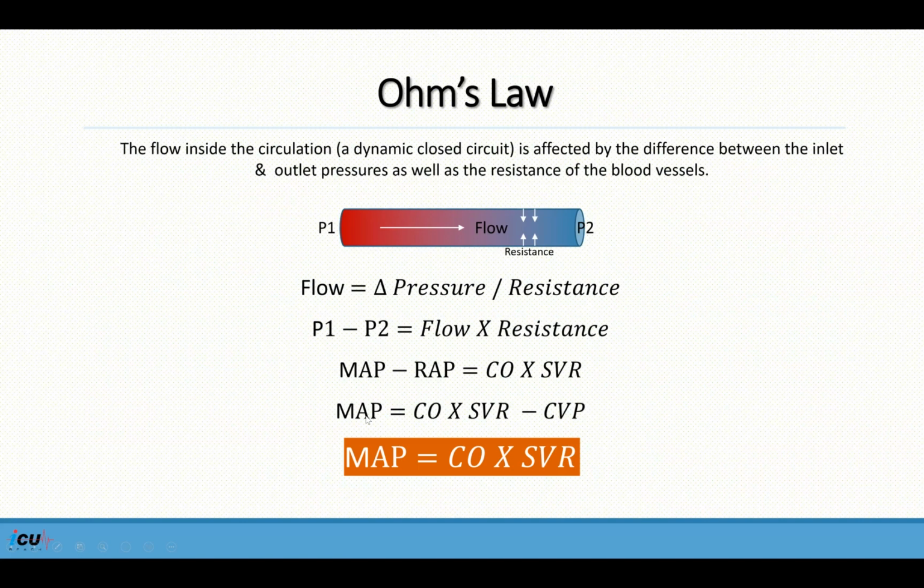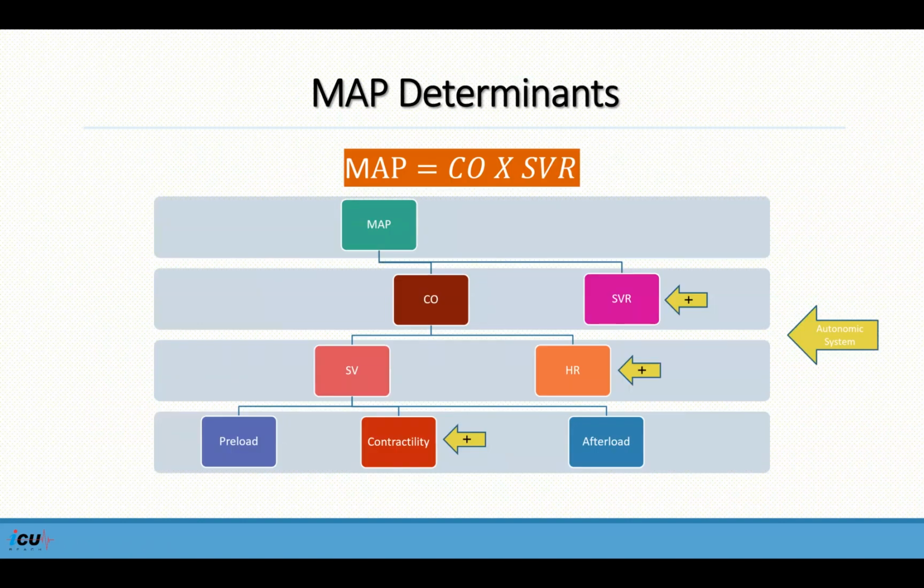The formula would actually be rewritten as mean arterial pressure equals cardiac output multiplied by systemic vascular resistance minus CVP. Let's omit the CVP, since it is usually a low number and doesn't affect our understanding of hemodynamics, and work with the formula of mean arterial pressure equals cardiac output multiplied by systemic vascular resistance. So when we have a patient with hypotension, we need to look at the determinants of mean arterial pressure. Again, this is our formula, and it is represented in this graph very nicely.